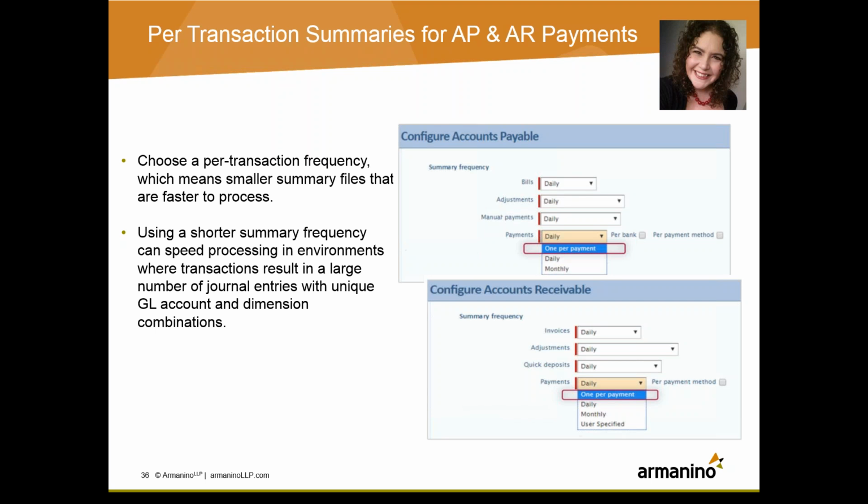So the help for this is not only for a shorter summary frequency to be able to speed up processing, but also when you're running reports for your budget owners. Previously, it would show the batch information, and now that it's being quote-unquote summarized in one per payment, you now have access to that information and won't have to drill through.